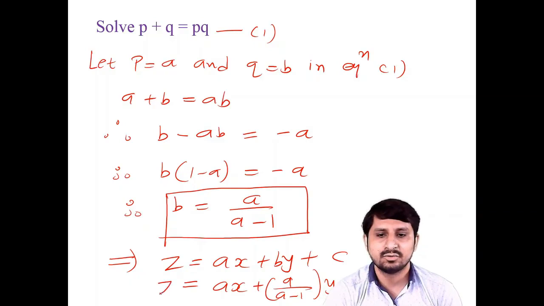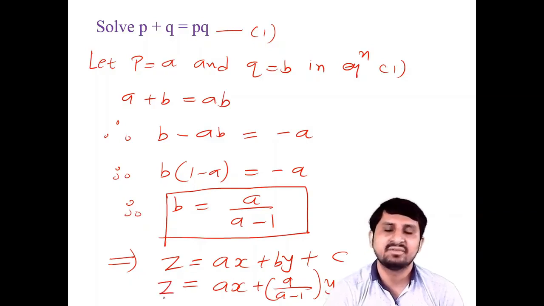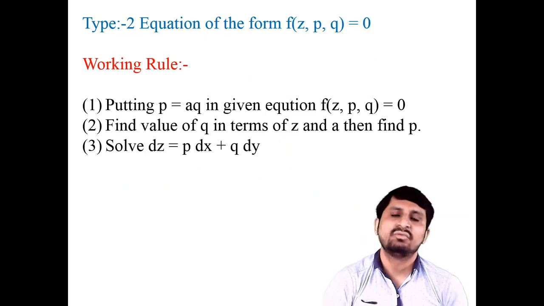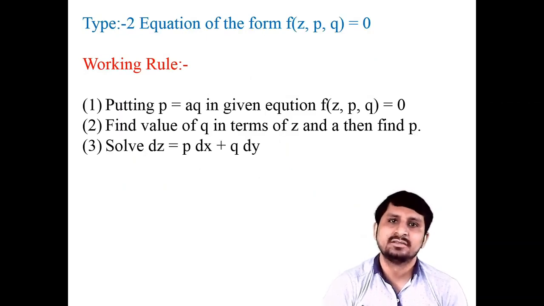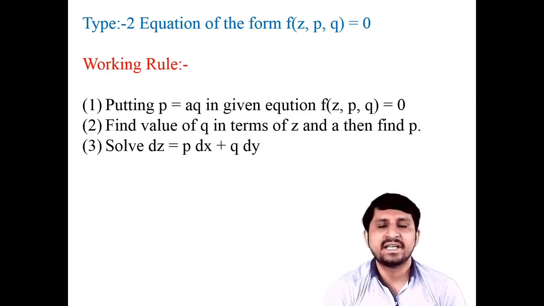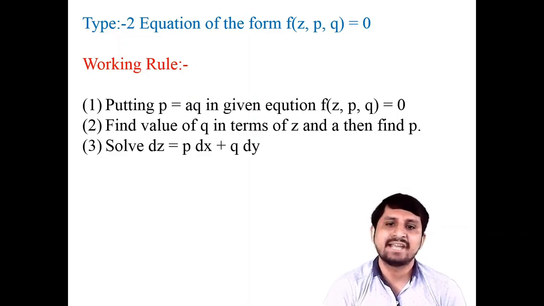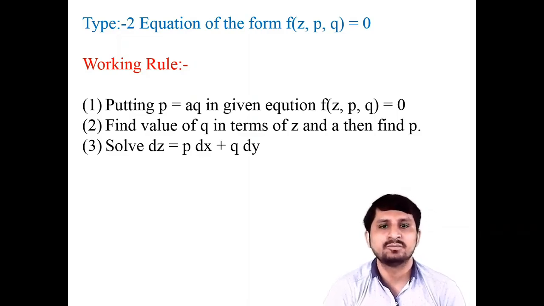Okay, so z is equal to ax plus by plus c. That is our solution, and we put the value of b in terms of a in this equation. So we complete our type 1, which is f of p, q is equal to 0. Now let's discuss our type 2 equation of the form f of z, p, q is equal to 0.